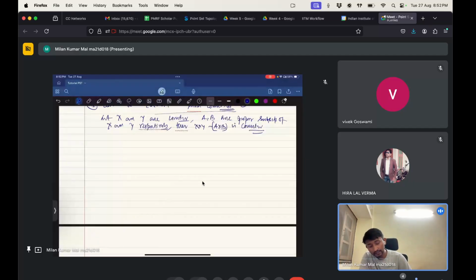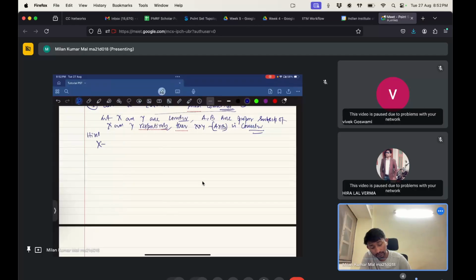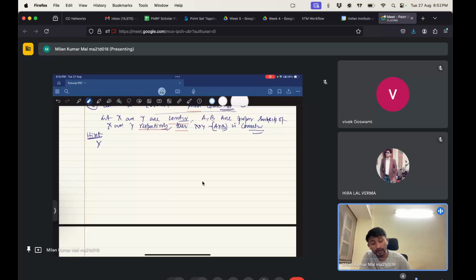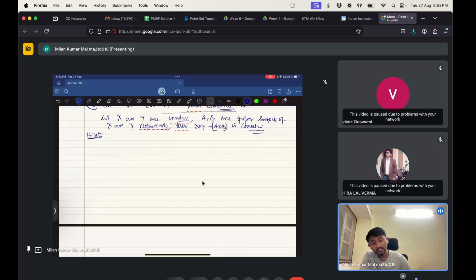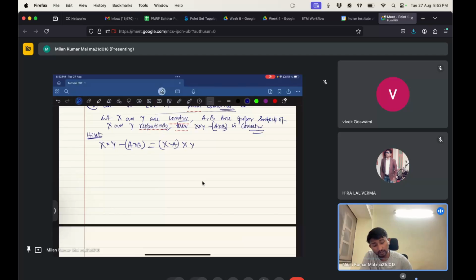So the hint will be more or less something like this. You just need to check all those things. I'll write and you just need to check all those things. This A cross B complement is equal to, I'll write, X minus A cross Y union of X cross Y minus B.